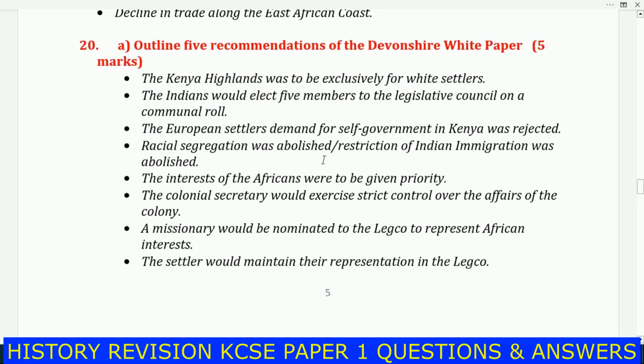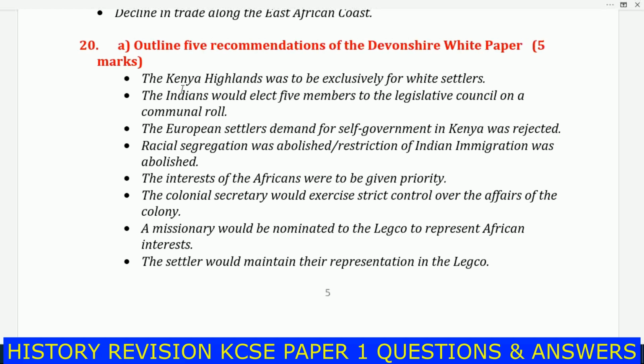We go to the next question, number 20. Outline 5 recommendations of the Devonshire White Paper. 5 marks. This question is very common. It will be better for you if you master it, because many KCSE papers have repeated these questions.